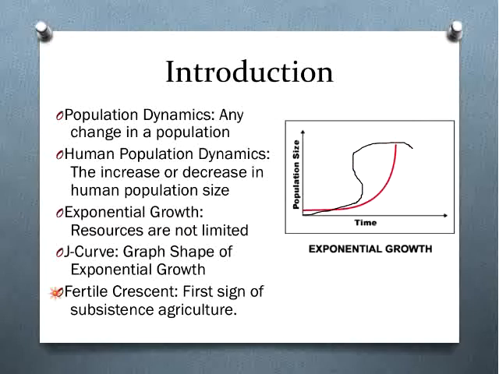And then another term talked about in this particular case study is the Fertile Crescent, and this is the first sign of subsistence agriculture. And subsistence agriculture just simply means producing enough food just for the family.